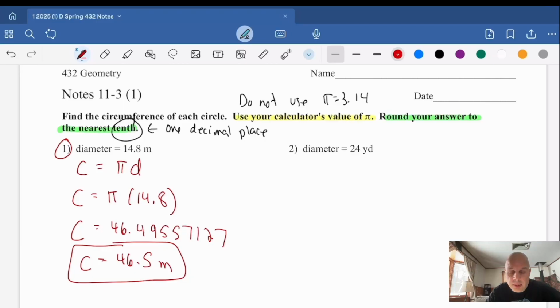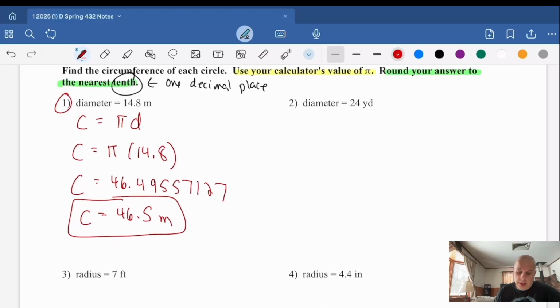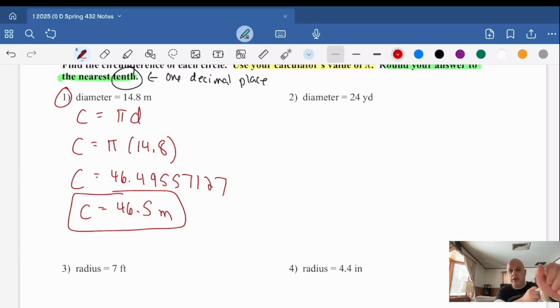For any of these problems, before I start working it out, if you think you know how to do it, try it on your own, press pause, try it on your own, then compare it to mine.